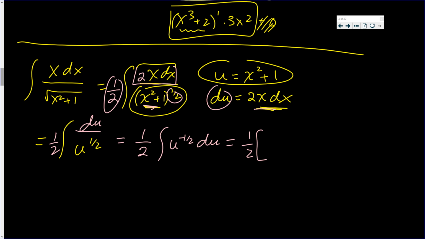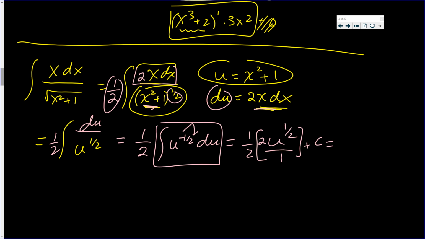Well, I add 1 to the power. -1/2 plus 1 is 1 over 2. Then I divide by 1 over 2 plus c. So I just get the square root of u plus c, of course, because the 2's cancel out, the 1's cancel out. We're just left with u to the half, which is the square root of u. So the answer is the square root of u plus c, where u is x squared plus 1.